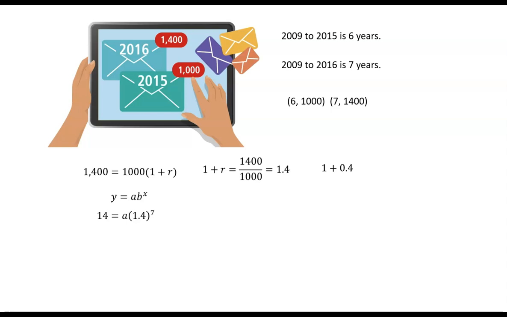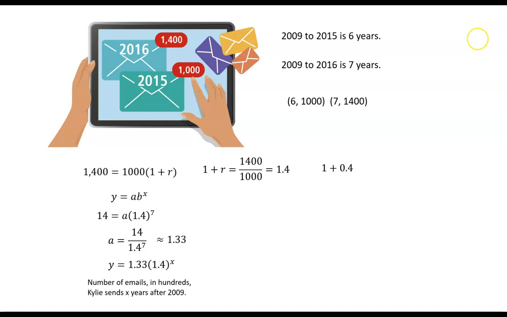So now to solve for a, I just divide both sides by 1.4 to the 7th power. And so if we did that on a calculator, 14 divided by 1.4 to the 7th, we get approximately 1.33. So our initial value is 1.33. So our equation to tell us the number of emails we have after X years would be y equals 1.33 times 1.4 to the X power. That's the number of emails in hundreds that Kylie sends X years after 2009.